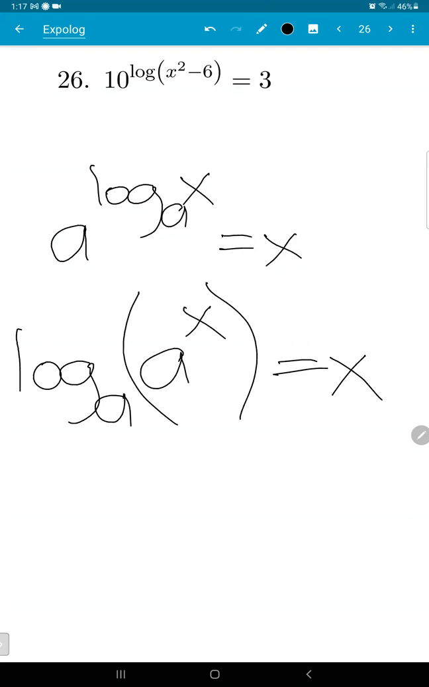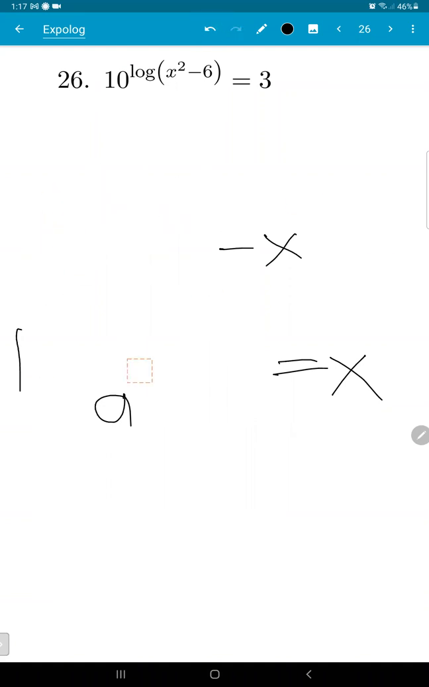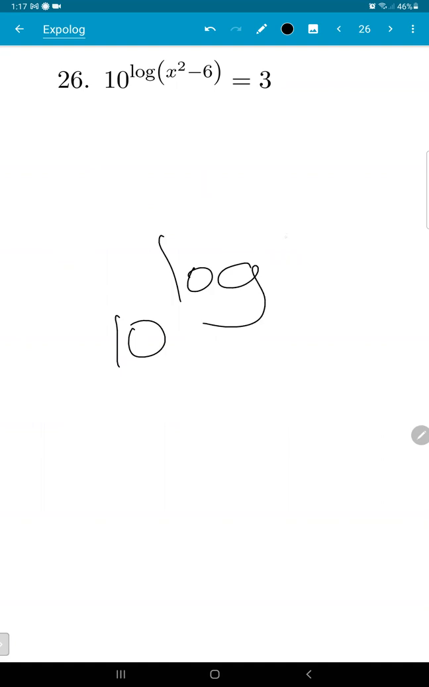So that expression on the left becomes what? Anyone? How do you simplify the expression on the left? Can you type your answer? X squared minus 6. Okay, so let me just give simpler examples. What is 10 to the log pi? Anyone? 10 to the log pi. Pi, yes, it's pi. Whatever that number there is.